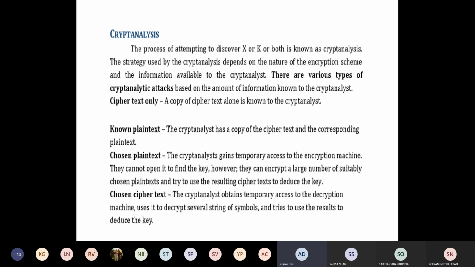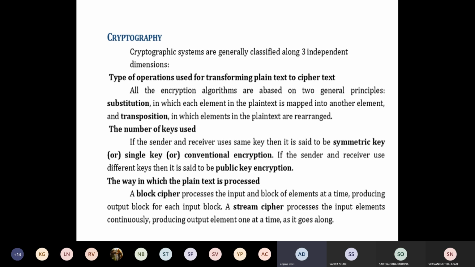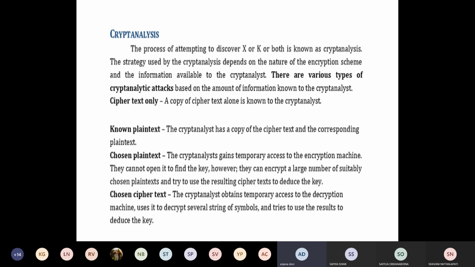Cryptanalysis is a process of attempting to discover either x or k or both. The strategy used by the cryptanalyst depends upon the nature of the encryption scheme and the information available to the cryptanalyst.